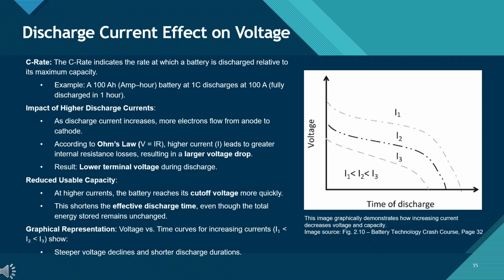Now, as the discharge current increases, more electrons are being transferred from the anode to the cathode. According to Ohm's law, if the load is constant, this increased current causes a larger voltage drop. Essentially, the higher the current, the lower the voltage during discharge. Additionally, as the current increases, the battery's useful capacity decreases. This means the battery reaches its cutoff voltage much faster, even though its theoretical energy storage hasn't changed. On the graph, you can see how higher currents, labeled I1, I2, and I3, result in progressively steeper voltage declines and shorter overall discharge times.